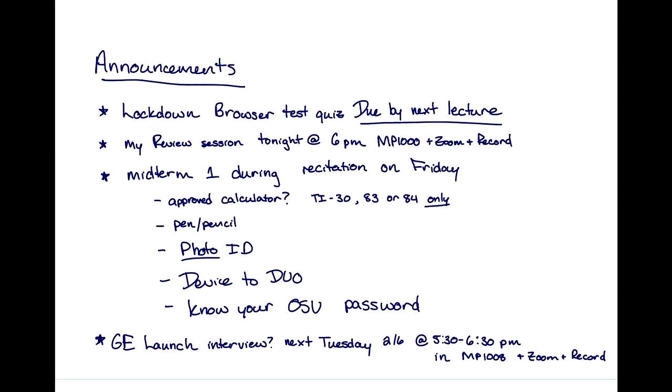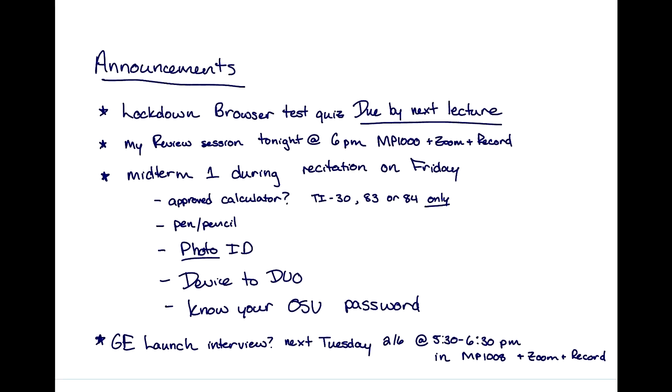I want you to test the device that you plan on taking your exam on with that Lockdown Browser test quiz. You'll see the question types, you'll see what Lockdown Browser looks like. You can test out the calculator function on Lockdown Browser if you want to, but I need you to do that by Thursday. If you don't, I'm going to be emailing you to get that tested. I don't want you to walk in on the midterm on Friday and your device not work.